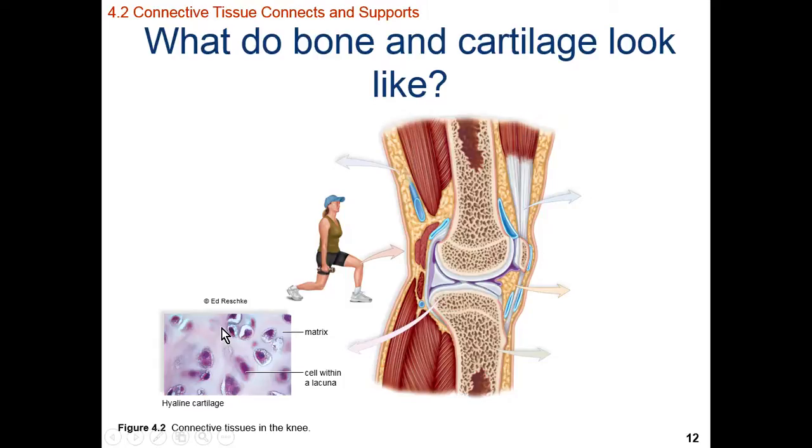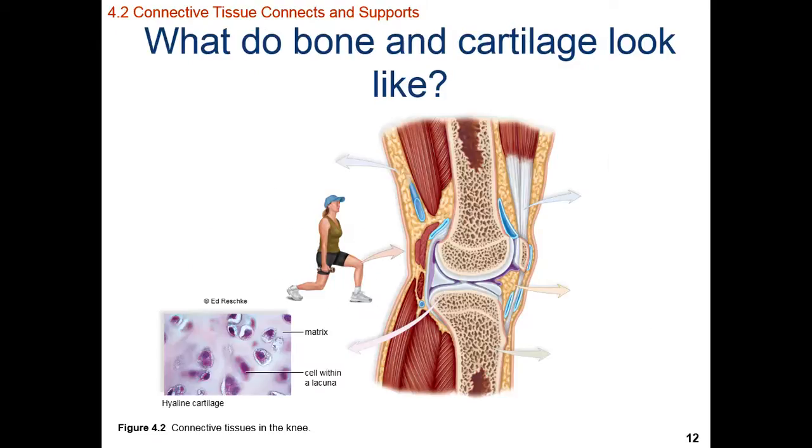So here's some cartilage. This is hyaline cartilage that's present at the end of the bones of the knees. Particularly, this is hyaline cartilage that is on the proximal surface of the tibia. And this hyaline cartilage is mostly extracellular matrix with some little spaces, some lacunae, for the cells of the cartilage to sit inside of.